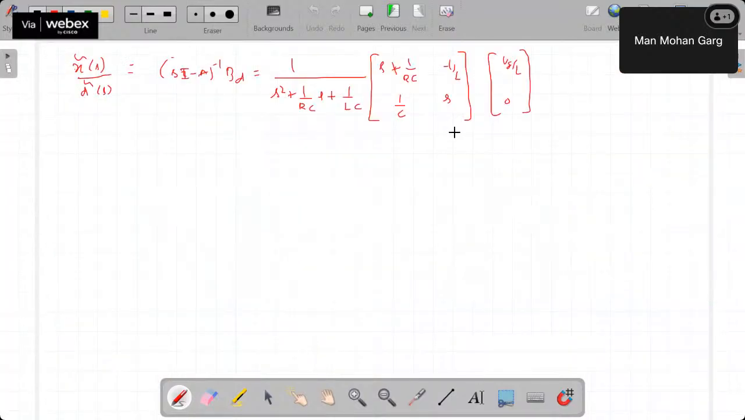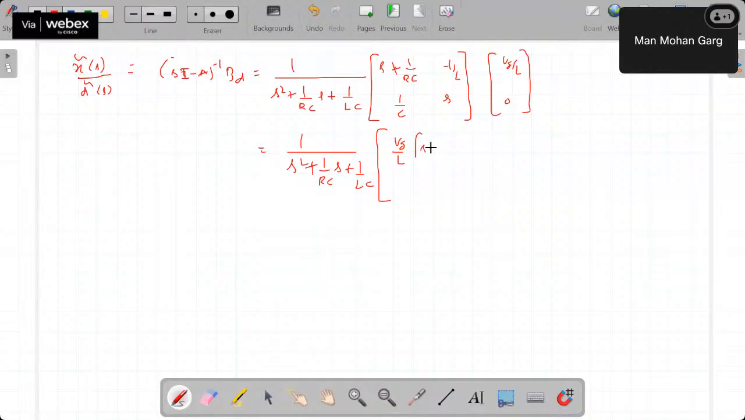So we can simplify it now. If we simplify it, basically we need to multiply this. So the first one is 1 upon S square plus 1 upon RC S plus 1 upon LC, and you multiply this with L. So this is Vg upon L, S plus 1 upon RC. Okay? And this will be 0. Now the upper is this plus 0. Now lower is Vg upon LC plus 0.